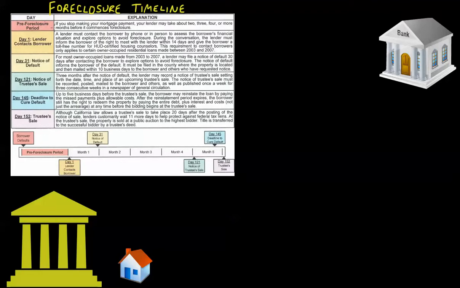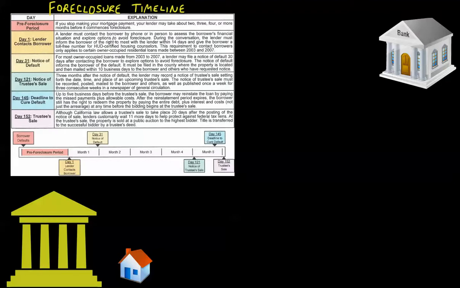So, pre-foreclosure period. Obviously, the timeline starts when a borrower stops making their mortgage payments. And this is so funny, it's vague. Lender may take 2, 3, 4 more months. So you really don't know. It's just kind of up to the lender when they contact you and let you know that they know that you've been missing your payments. And when that happens, that starts the clock ticking, and that's day one.